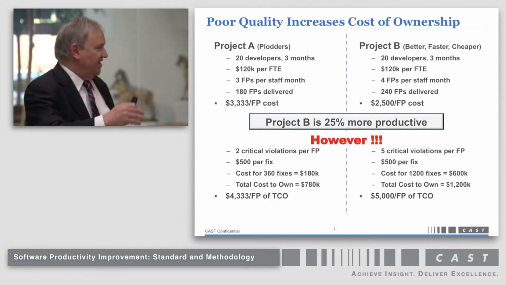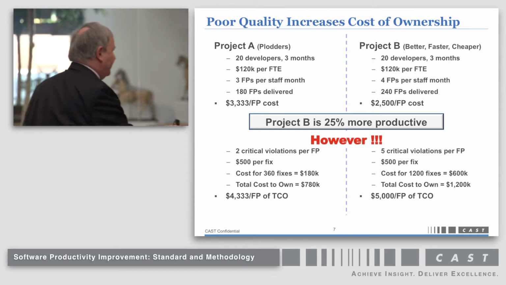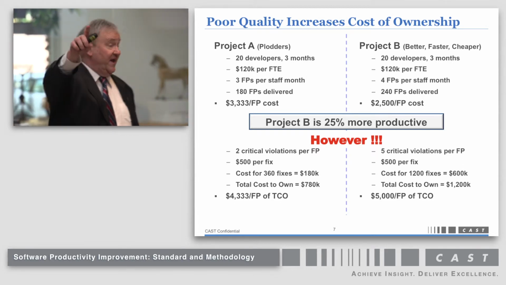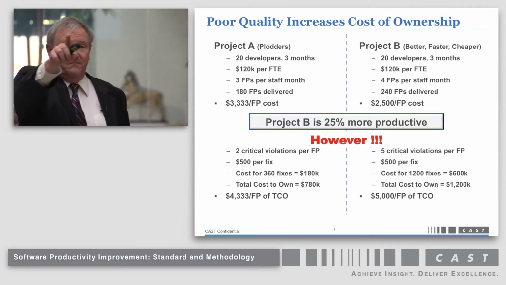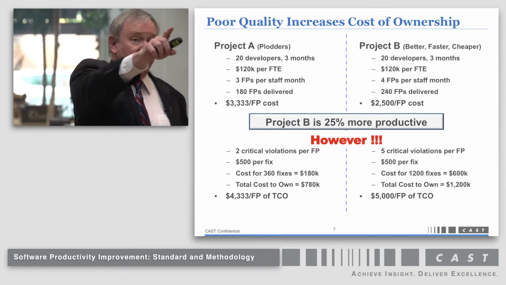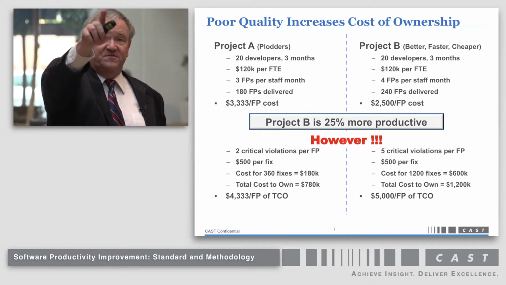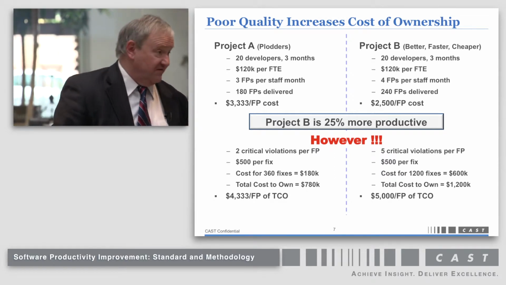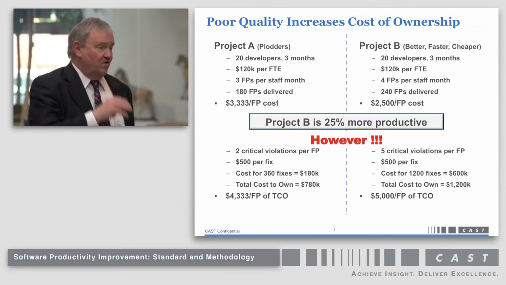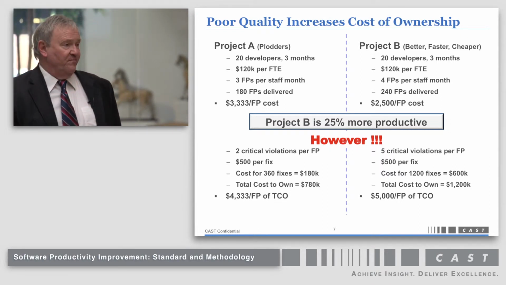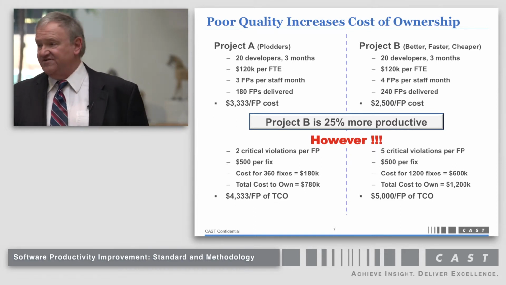It's something I have to fix in the future and will have to pay for during maintenance. But hey, I looked really productive in the original development. But once I get into maintenance and I look at the plotters who didn't produce many defects versus the better, faster, cheaper who produced a lot of defects, all of a sudden, if I go out and look at total cost of ownership, it was cheaper for the plotters than it was for the better, faster, cheaper.